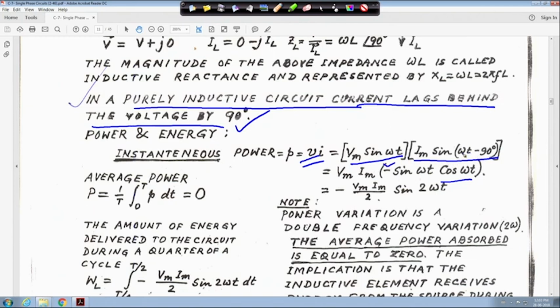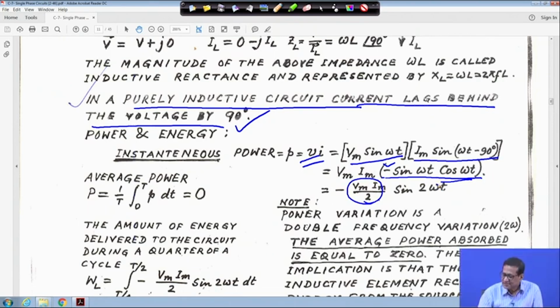So, it will be sin(90 degrees minus omega t), that is cos omega t, that is why minus sin omega t cos omega t. So, multiply numerator and denominator by 2. It will be minus Vm Im by 2 into 2 sin omega t cos omega t. That is 2 sin theta cos theta, that is sin 2 theta, that is why it is written minus Vm Im by 2 sin 2 omega t. This is P.